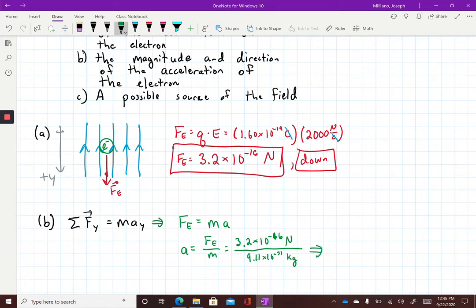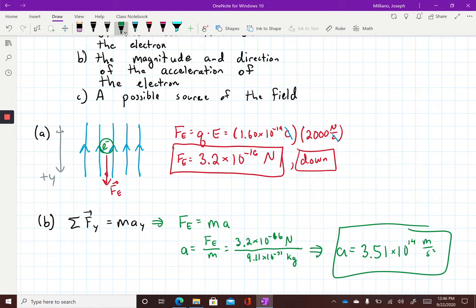So overall then, if we do that division, we end up with an acceleration of 3.51 times 10 to the 14 meters per second squared. There's our acceleration. Now, this is a huge acceleration, right? It was a very tiny force, but electrons have even less mass, and so the acceleration there will be very, very large.